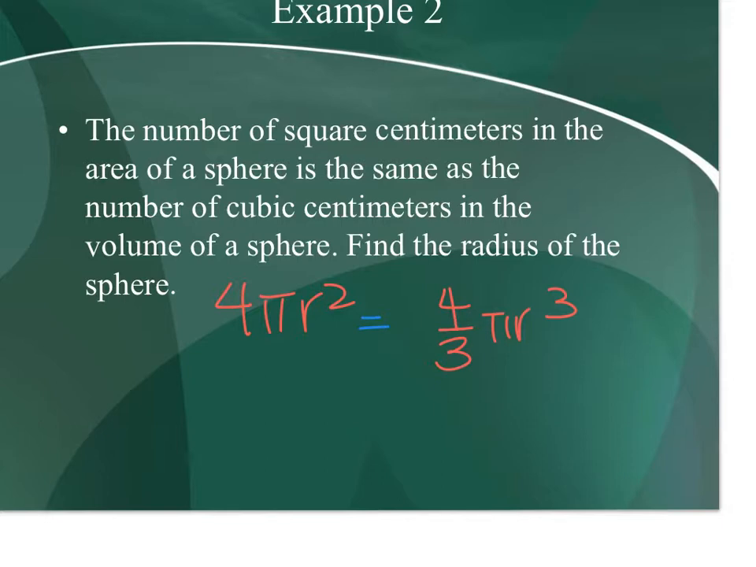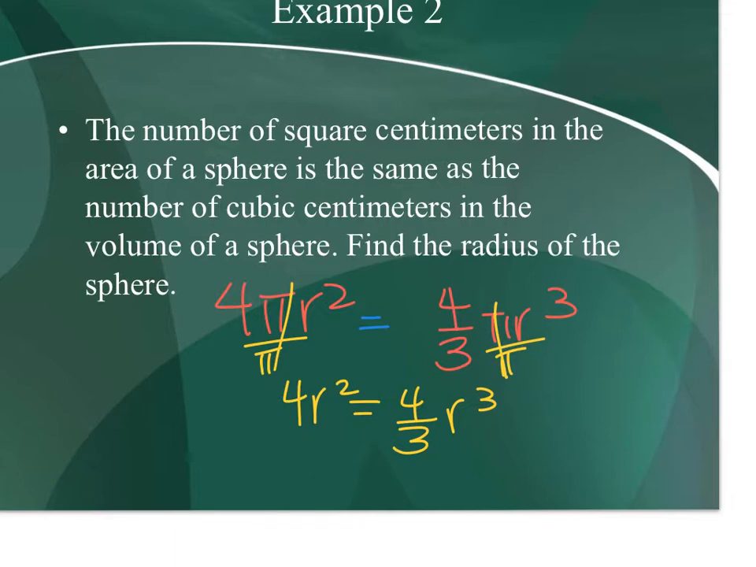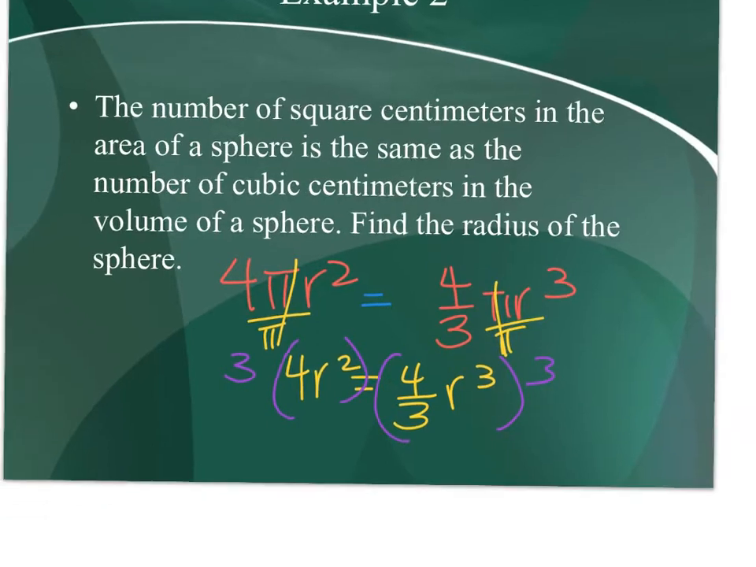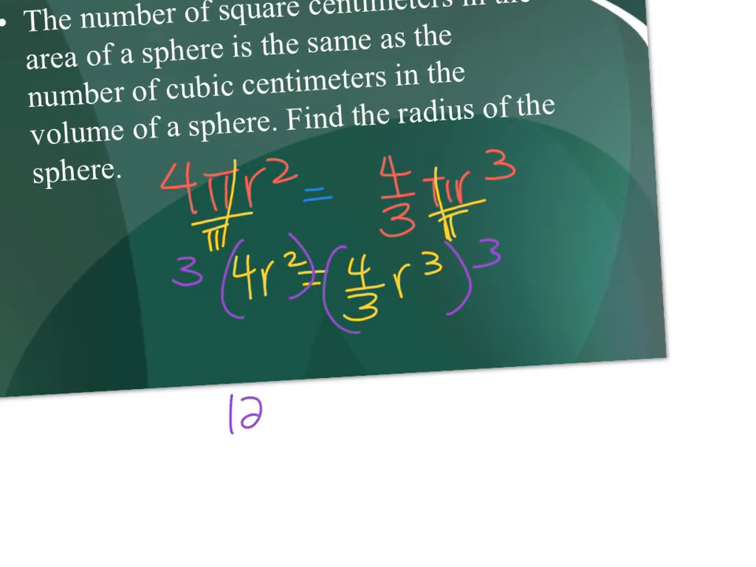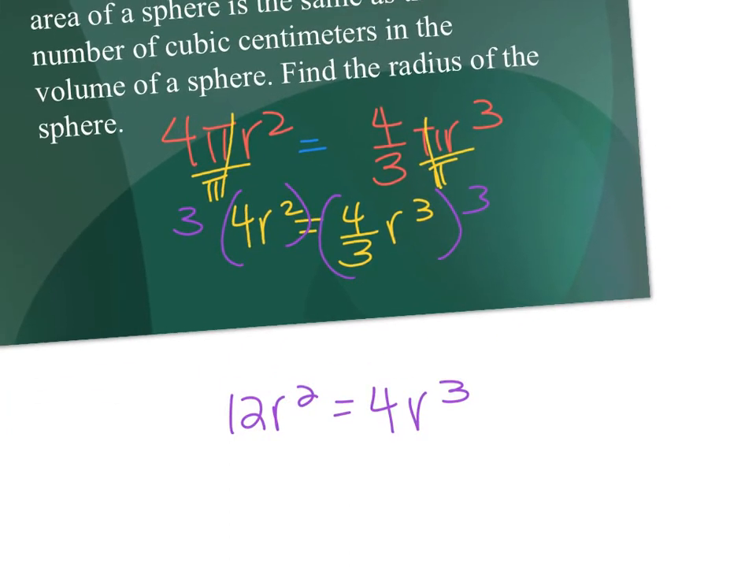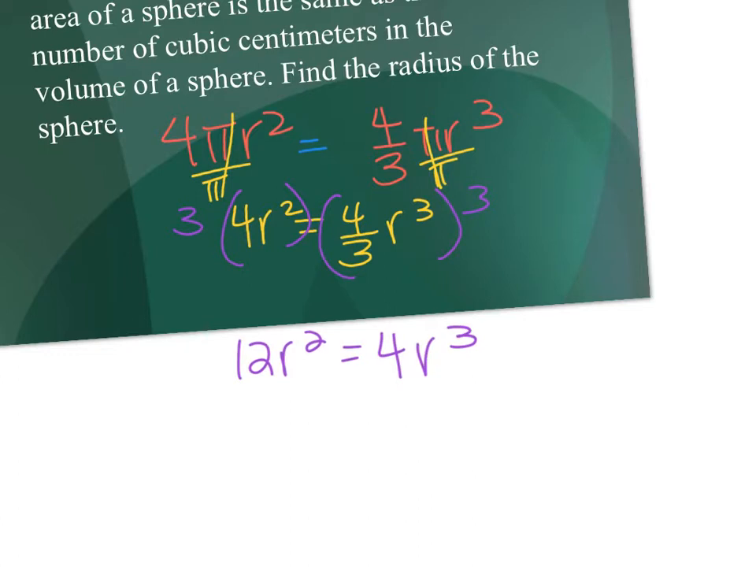So what's one thing I could do? Divide by pi, get rid of the pi on both sides. So I get 4r squared equals 4/3 r cubed. Then what? Multiply by 3/4 or 3, good. Either way, you're going to get rid of your denominator, right? So this would be 12r squared equals 4r to the third. And then I could have divided by 4, so you could do it in 2 steps or 1. And I get 3r squared equals r to the third.